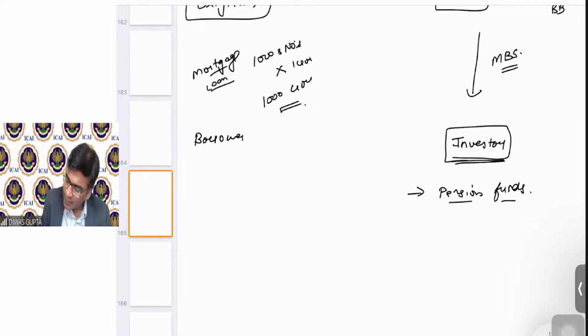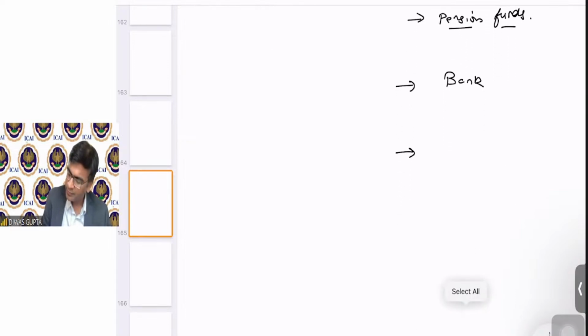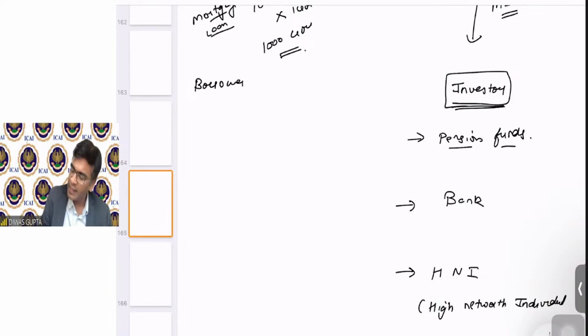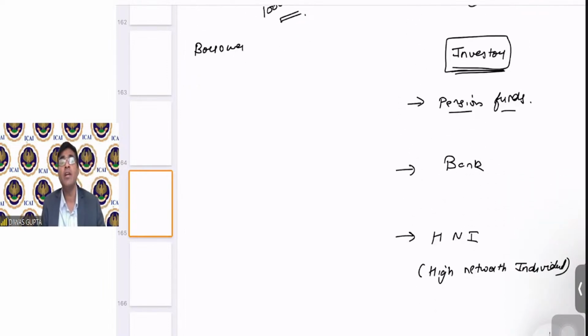Similarly, there is, let's say, I can say a bank, and lastly I can say there is a high net worth individual, HNI, which we call as high net worth individual. Correct? High net worth individuals are such people who have very high private assets, funds.